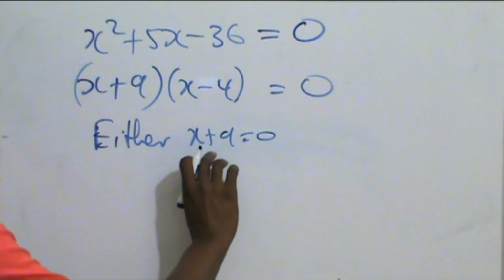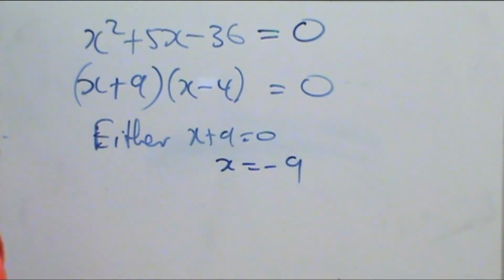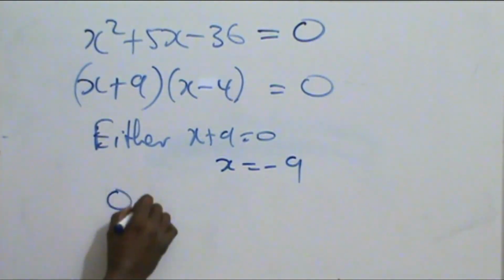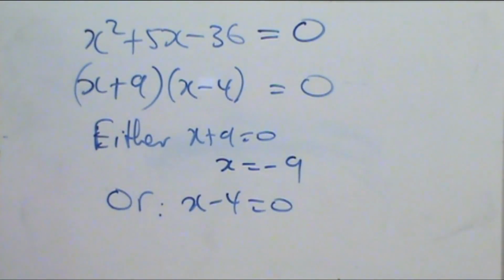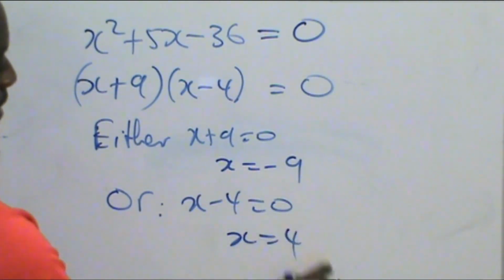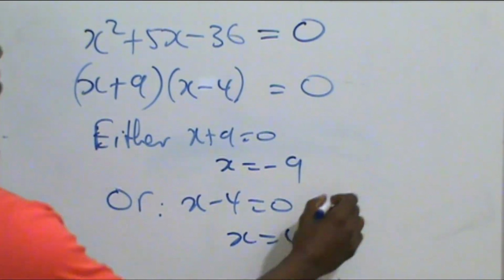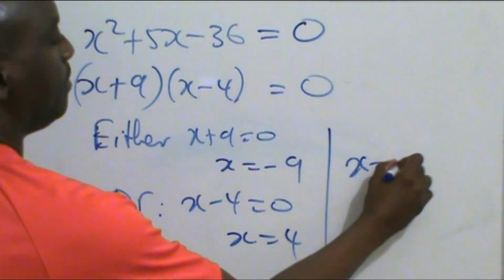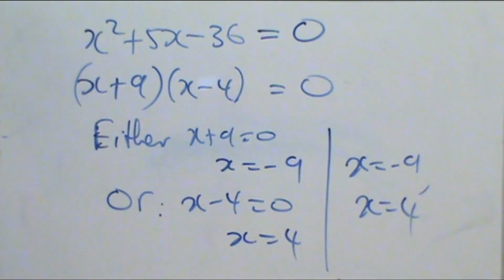So we know that to find x, you just take the plus 9 across, x equal to minus 9, or x minus 4 is equal to 0, in which case we take the minus 4 and we carry it across, x is equal to 4. So here now, your two solutions would be x equal to minus 9 and x equal to plus 4.